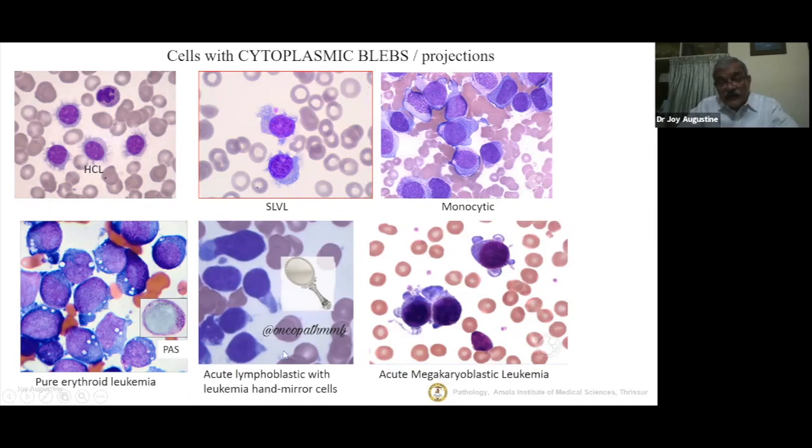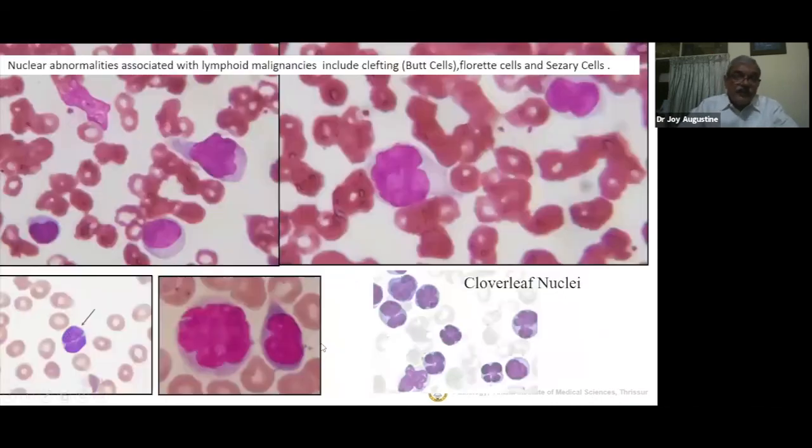In fact, there's a morphological variant. And generally, this sort of morphology occurs in lymphatic leukemias. And then you have the megakaryoblast leukemia. So cytoplasmic blebs need not necessarily mean that it belongs to one type of leukemia. It can be seen in all types of blast cells. The only one close to being specific is the hand mirror cell leukemia.